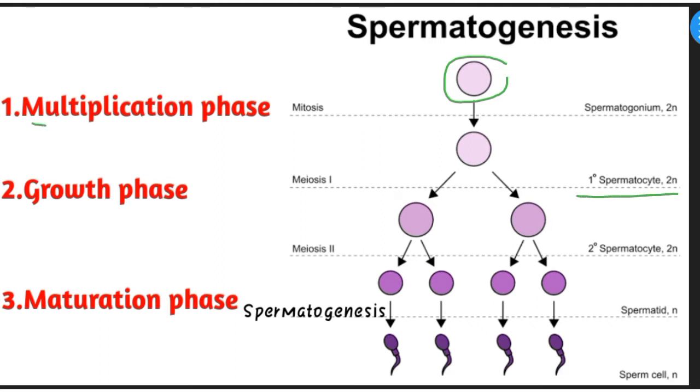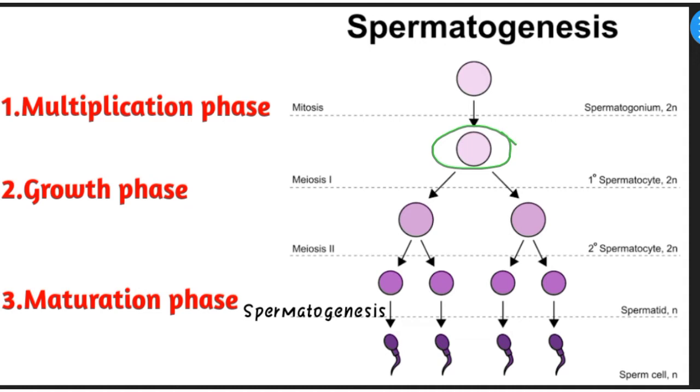So this phase is called the multiplication phase. Only multiplication, that means spermatogonia divide again and again. With the help of the mitosis process, the spermatogonia, which contain a 2n nucleus, are converted into primary spermatocyte cells. This primary spermatocyte cell contains 23 pairs of chromosomes in the case of human beings, and it is also known as a 2n nucleus.